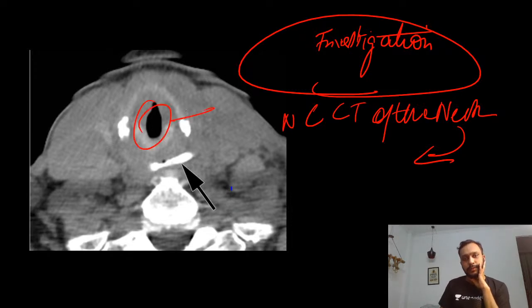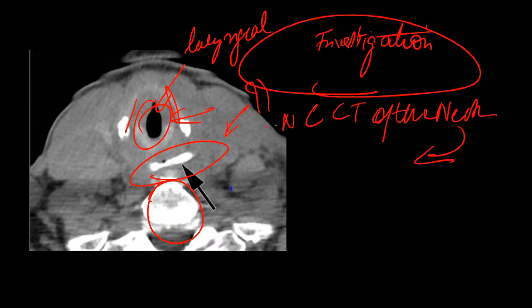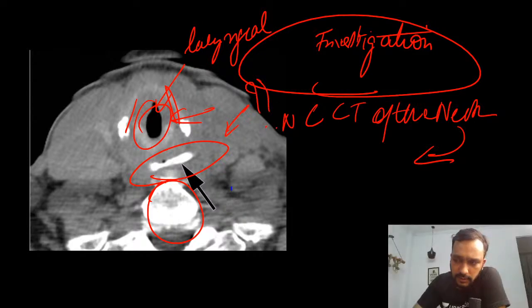What is this structure, guys? This is your laryngeal cavity, and this is the thyroid cartilage. This is your vertebra. What is this structure that is being shown here in this image?